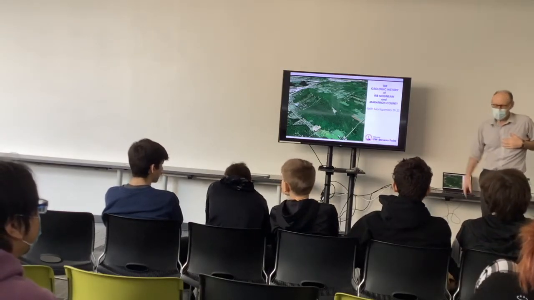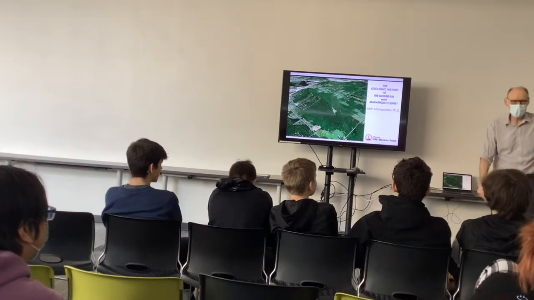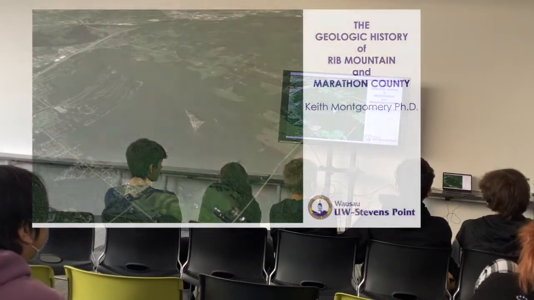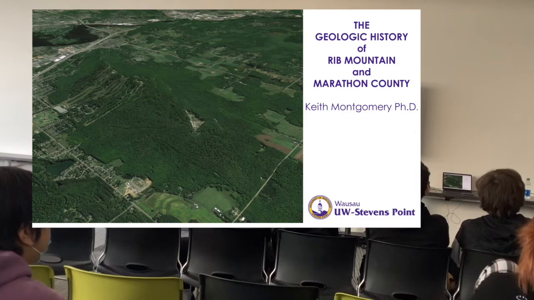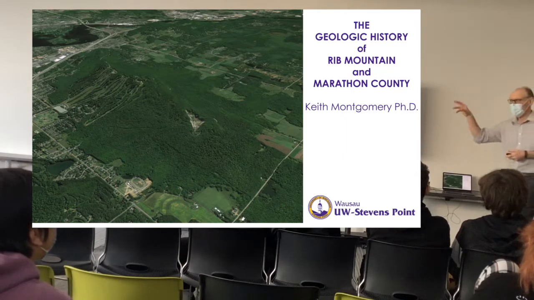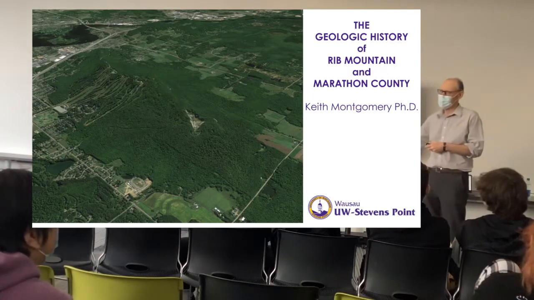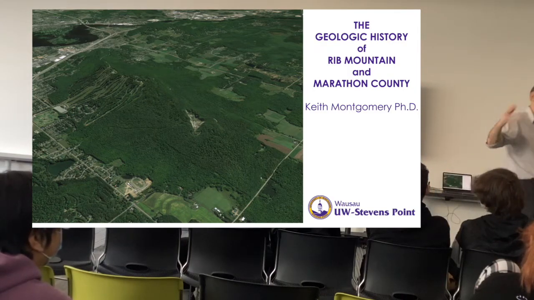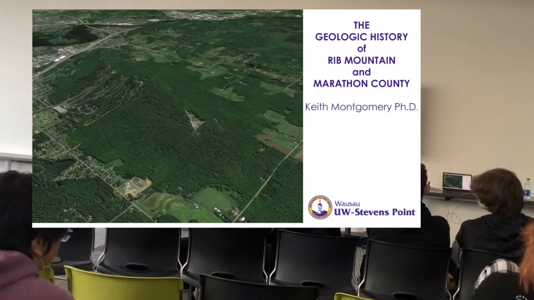So my name is Dr. Keith Montgomery. I used to teach at the UW. And we're going to talk a little bit today about the geologic history of Rib Mountain and Marathon County. So it's Rib Mountain and Marathon County because I can't really just talk about Rib Mountain. I have to put it in some larger context. So we'll talk as much about Marathon County as we do about Rib Mountain.